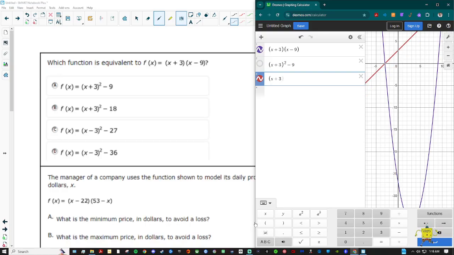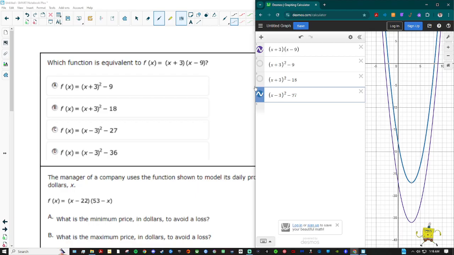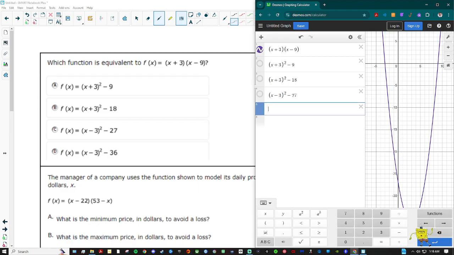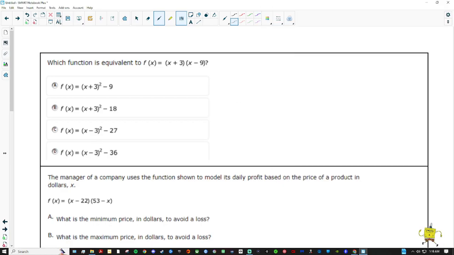x plus 3 squared minus 18, not the same. x minus 3 squared minus 27, not the same. So it must be this last one, which is the same but minus 36. And there you go. They overlap exactly, so it must be D.